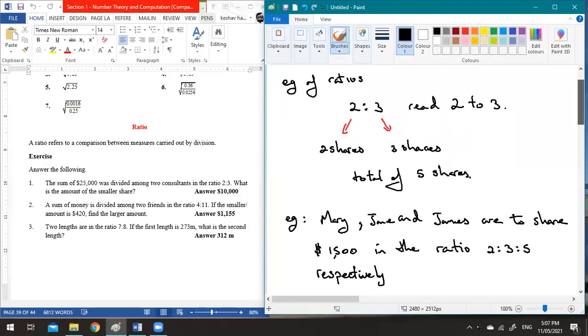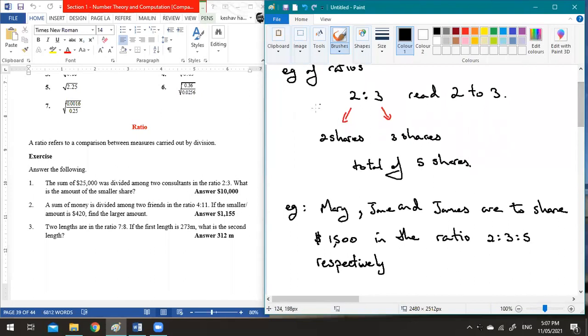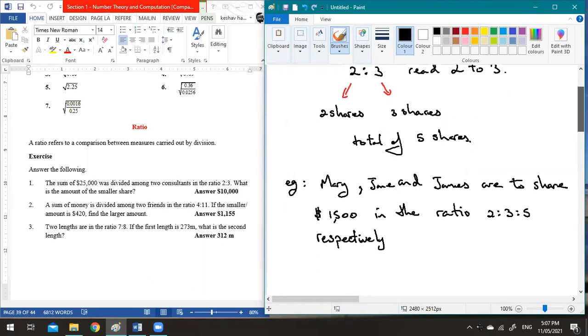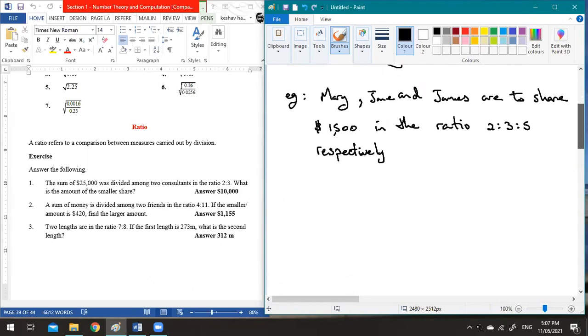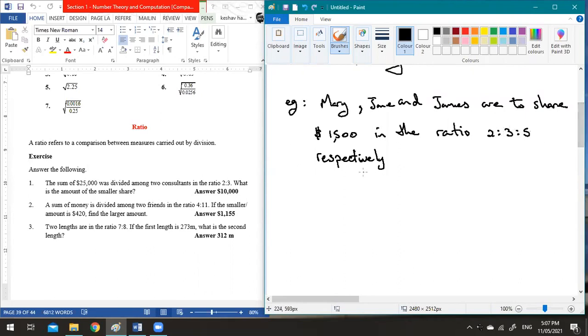Right, so ratios are in the form of shares. So if 2 to 3 is read 2 to 3, this represents 2 shares, this represents 3 shares, to get a total of 5 shares. So an example: Mary, Jean, and James are to share $1,500 in the ratio 2 to 3 to 5, respectively. What does respectively mean? In the order we see the names is the order we're going to share.